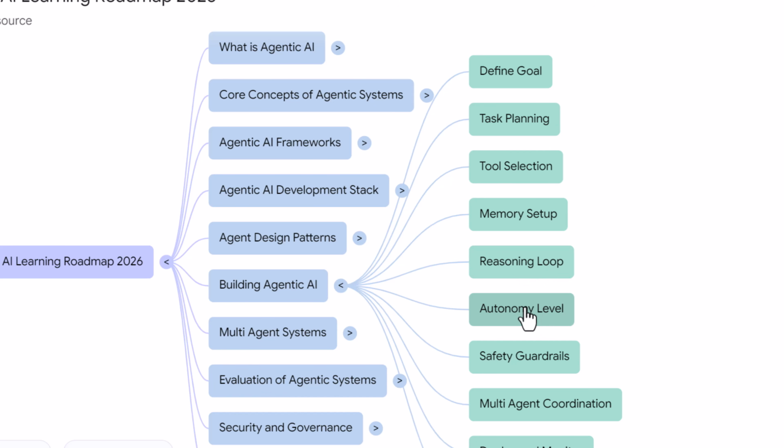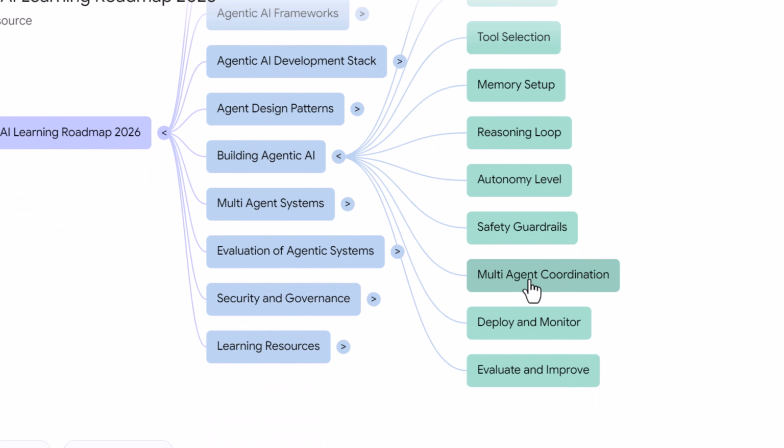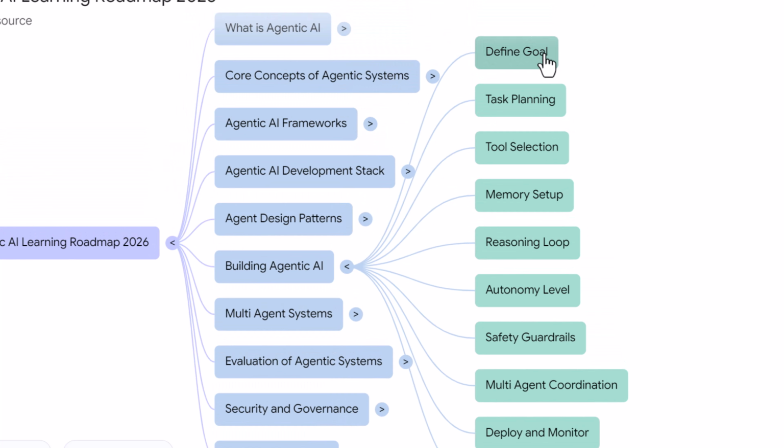Decide the autonomy level and how much freedom the agent has. Implement safety guardrails to prevent misuse. If needed, design multi-agent coordination so several agents work together. Deploy the agent and monitor real-world behavior. Finally, evaluate results and continue improving the system. This is the complete life cycle.